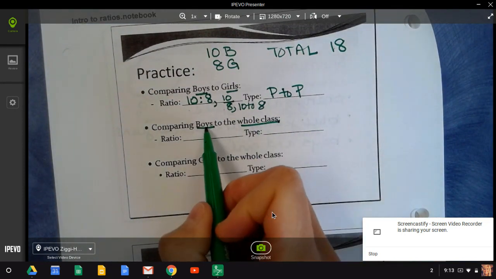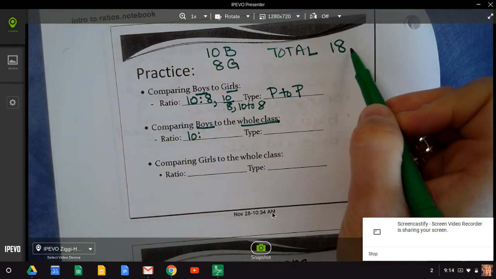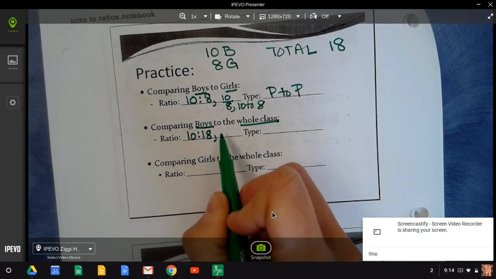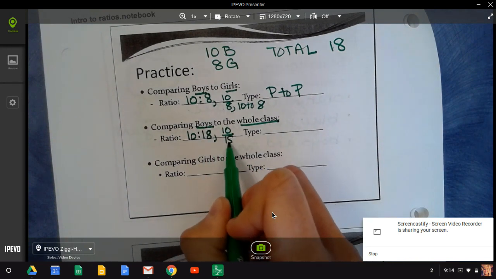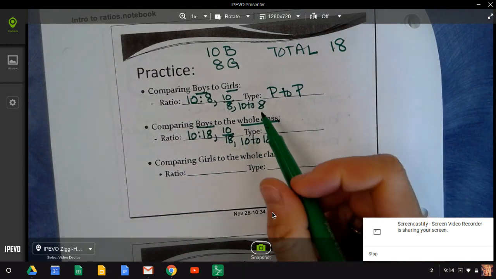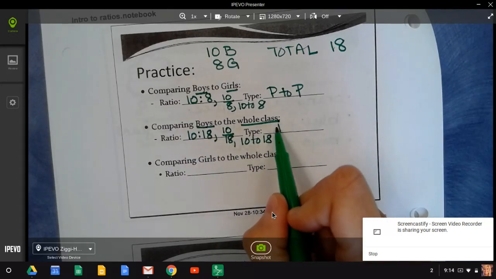Okay, now we're going to compare the boys to the whole class. Now, since we have 10 boys, we're going to do 10 to the whole class, which we know is all of them combined, which would be 18. So we can write that 3 ways. And we can also say that that is not a part-to-part comparison. Now it's a part-to-whole comparison because it was the whole class.